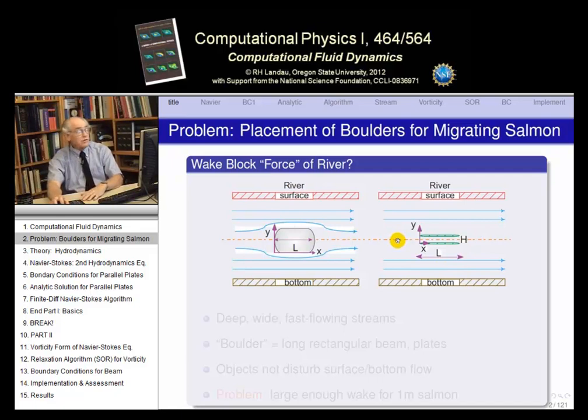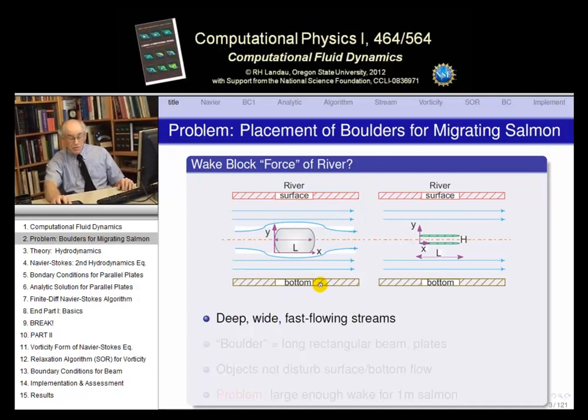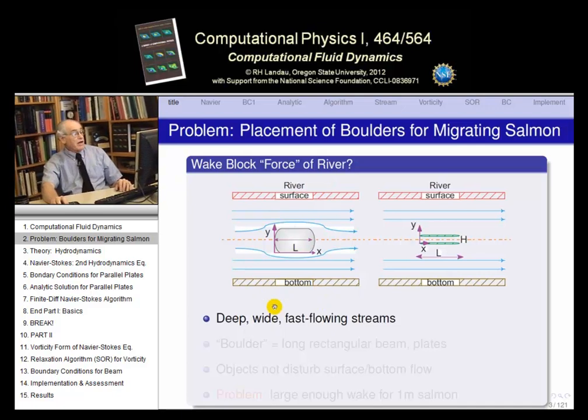By and large, hydrodynamic equations have no analytic solutions. So this is the exceptional case. So these are our models of the river. There's a surface, there's a bottom. We imagine this being a deep, fast-flowing, and wide river. Why is that important? Well, it's important that it's deep so that whatever we put, say, in the middle here has no effect on the surface. It has no effect on the bottom. Okay, that's why it's wide.